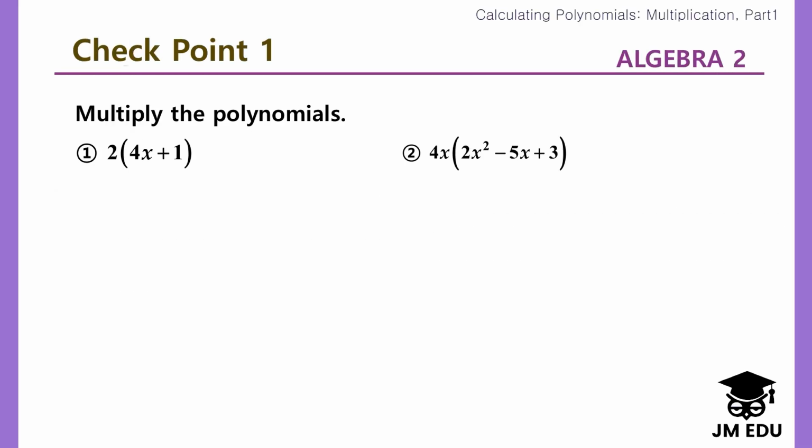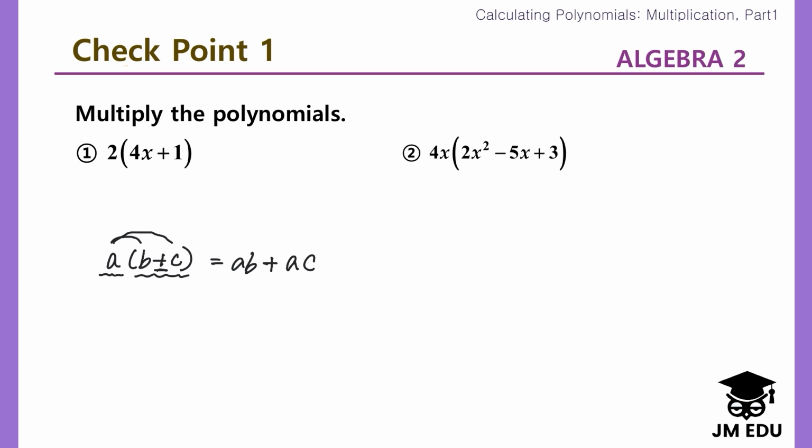Checkpoint 1. The question is to multiply the polynomials. Let's say we have a times b plus c. Here we have one term, that's a monomial. Here we have two terms, that's a binomial, right? So in order to multiply the monomial by binomial, all we have to do is apply the distributive property. So a times b, that's ab, plus a times c, that's ac, right?